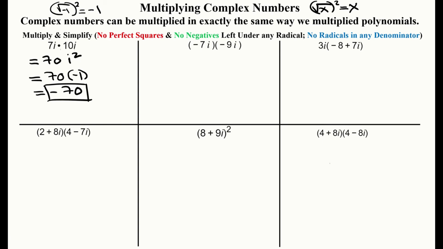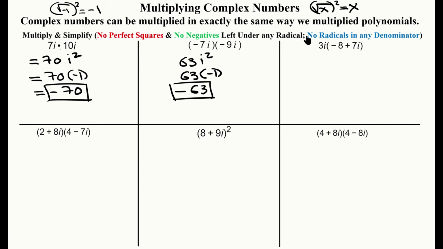Same thing for the next case. We'll multiply -7 by -9, which of course gives us positive 63. And then i times i is i squared. So we get 63 times -1, and we end up with -63. Once again, it's a negative answer.